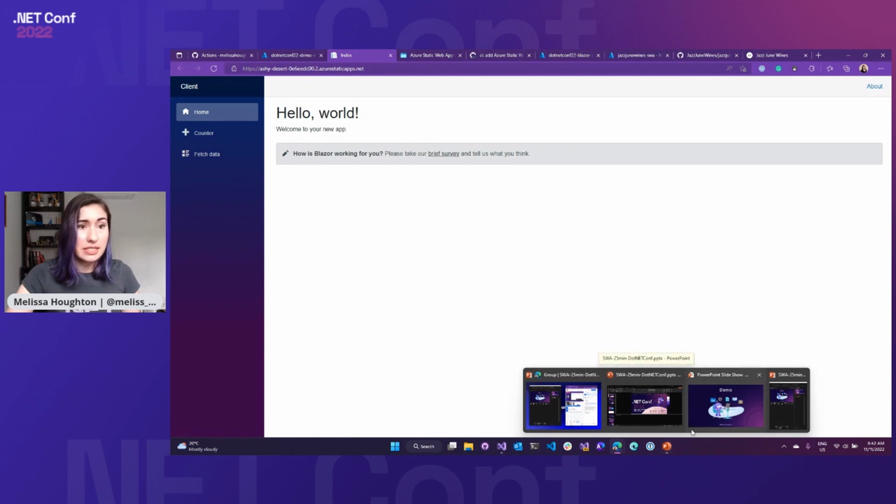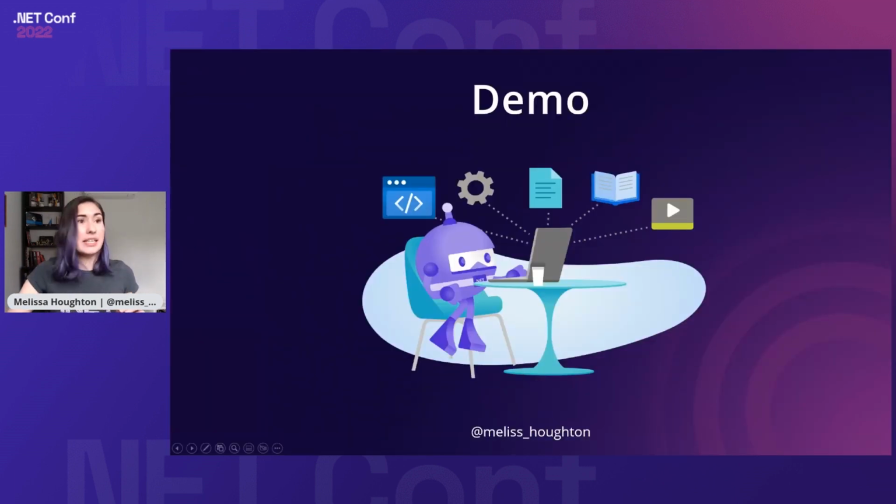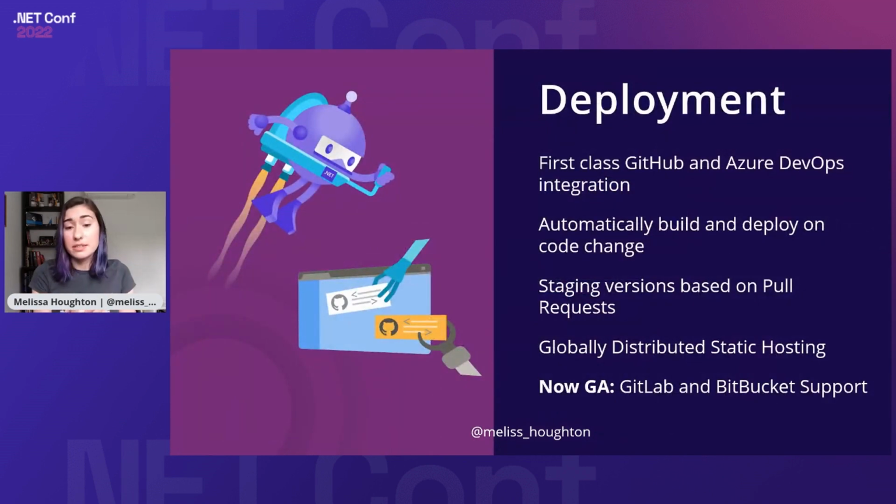So that's how you can get started in the portal. If I go back to my slides, we talked about the deployment option there and how it's that first-class integration with GitHub and Azure DevOps. So it set up that GitHub Action workflow file for me, and it'll do a similar type of thing within Azure DevOps. And now generally available is support for other providers such as GitLab and Bitbucket as well. So you can integrate into your different repositories. And what it does is it'll do that automatically build and deploying, and it actually will create staged versions within our pull requests as well, which we'll see in a little bit.